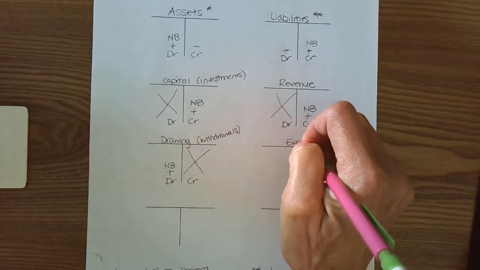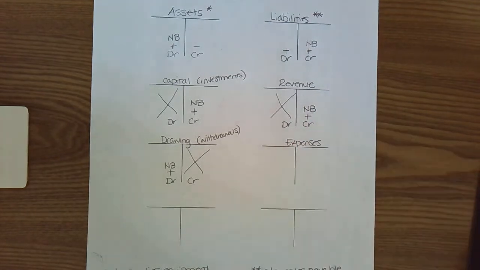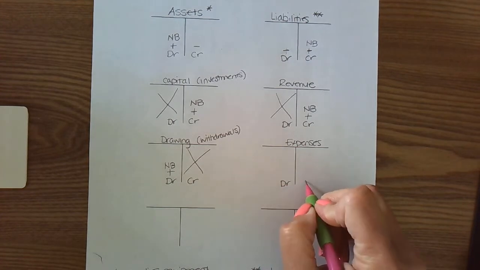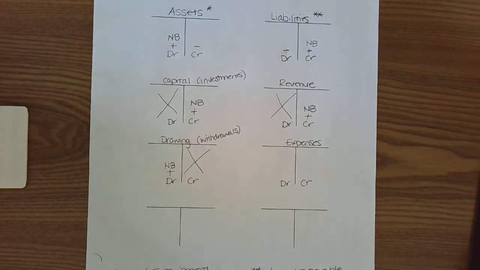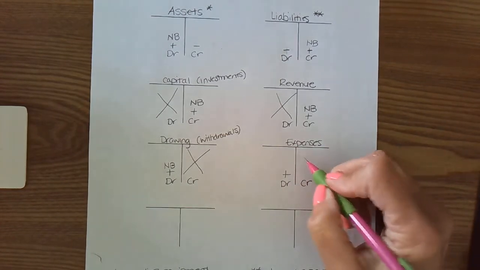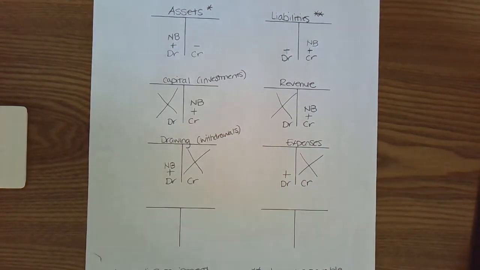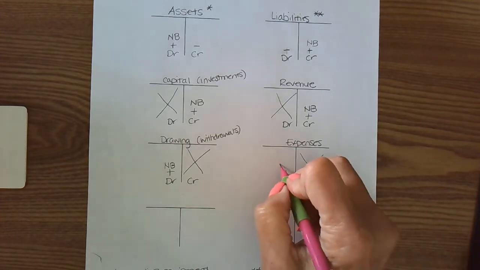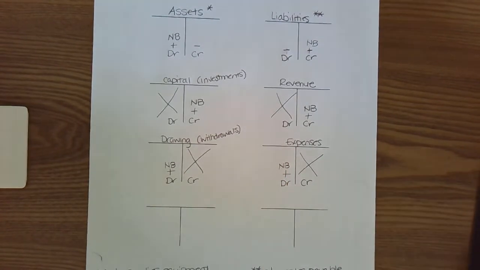All right, and then the last T account, which is over on the right side, is expenses. So each expense is going to get its own T account, so there'll be one for rent, one for advertising, one for wages, one for utilities, things like that. Debit is left, credit is right. For expenses, we add on the debit side, nothing goes on the credit side, and our normal balance is that debit or plus side.